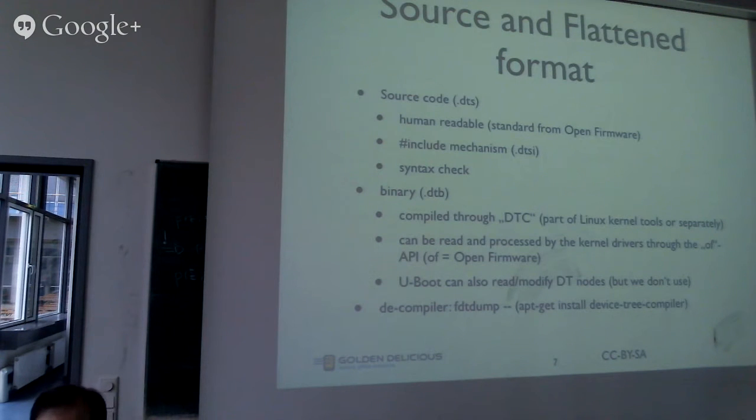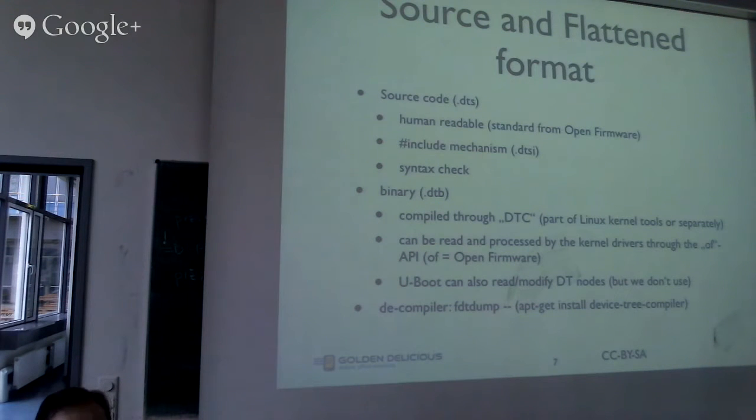The first thing to know is there are two different formats, a source format and a flattened device tree. Basically, it's source code and compiled binary. The flattened device format is just one binary file. They differ by the standard file extension, which is .dts, device tree source, and .dtb, the device tree binary.